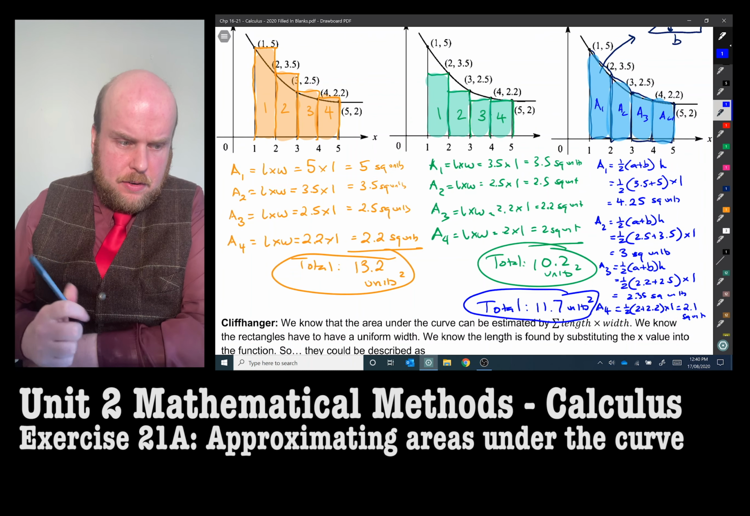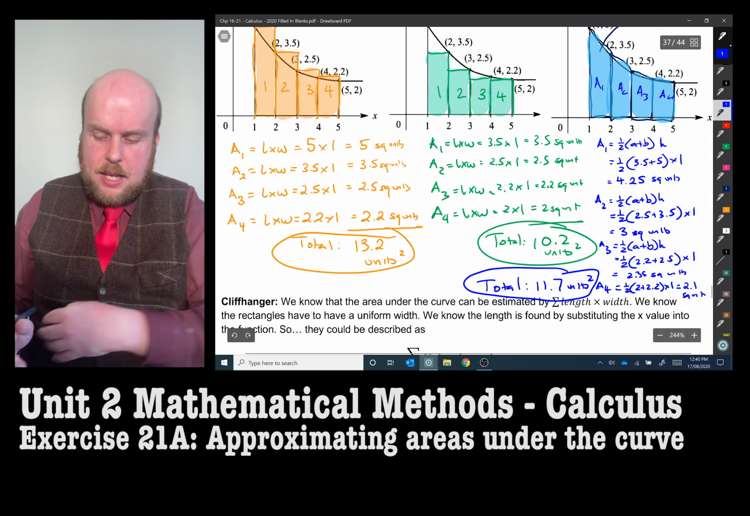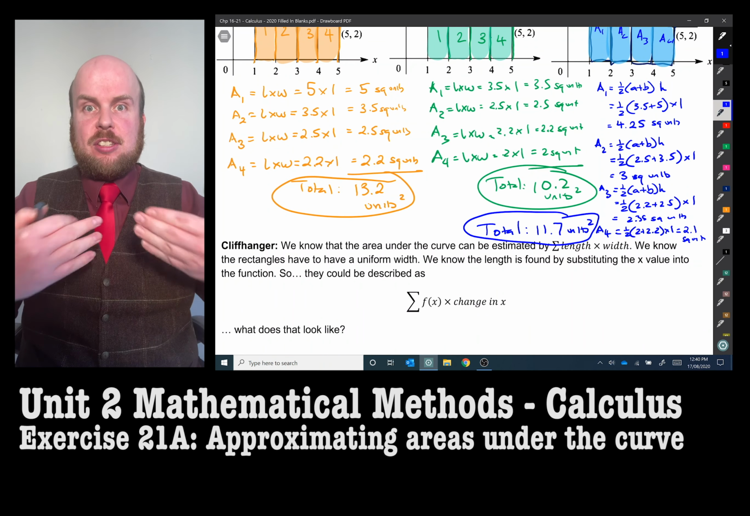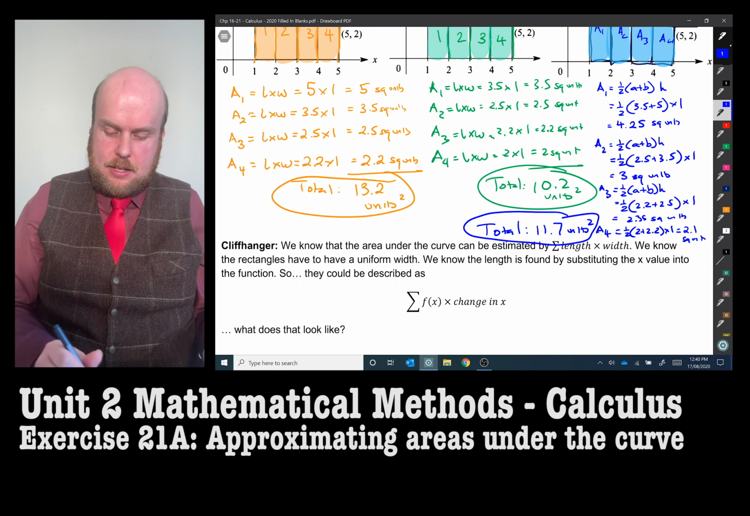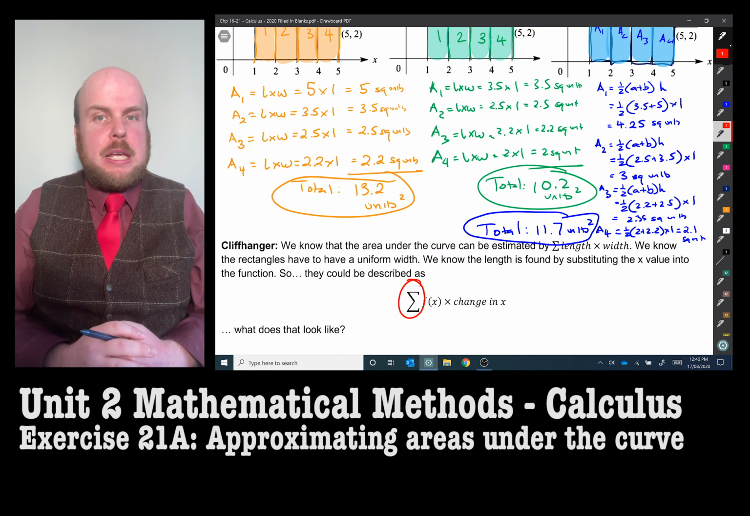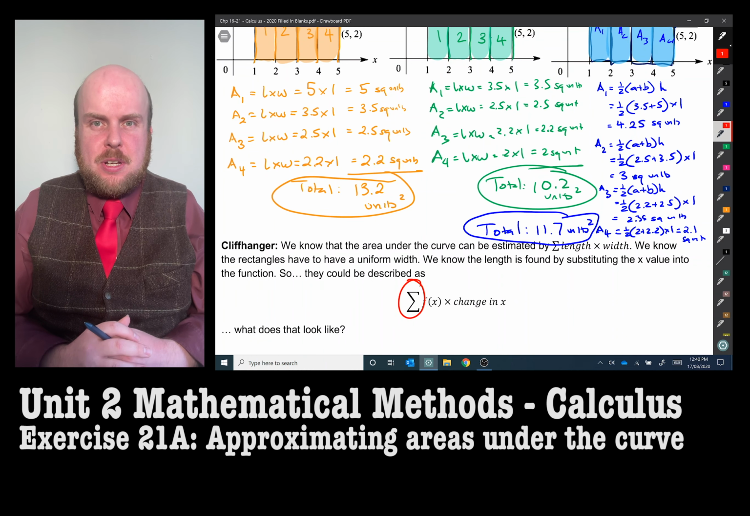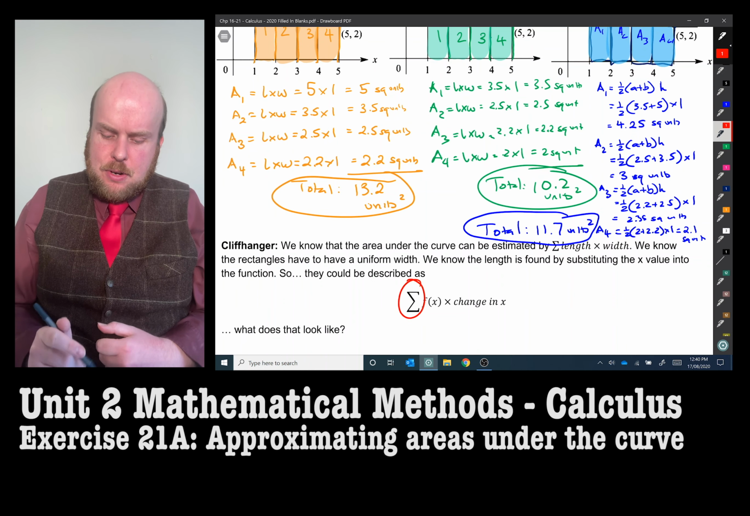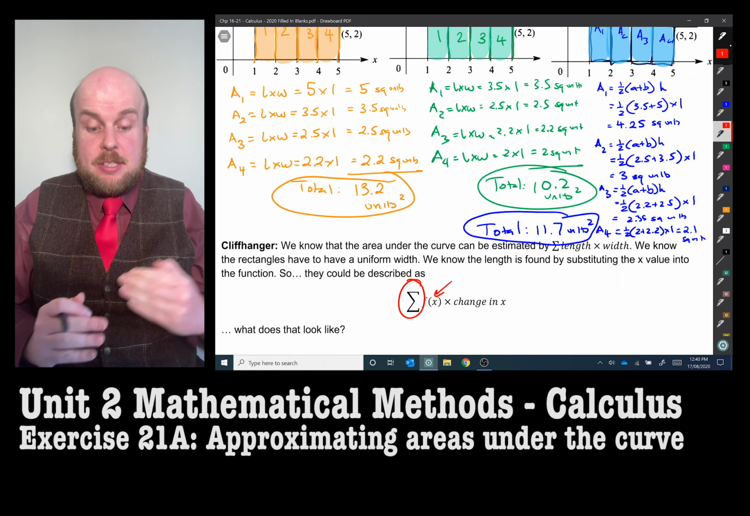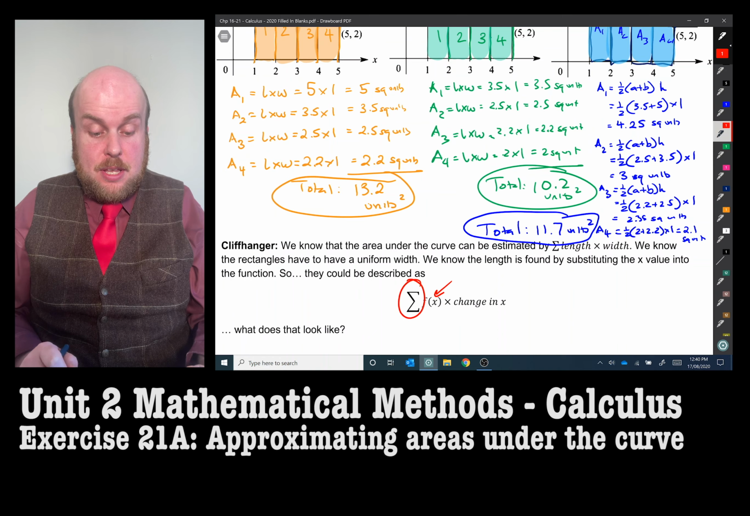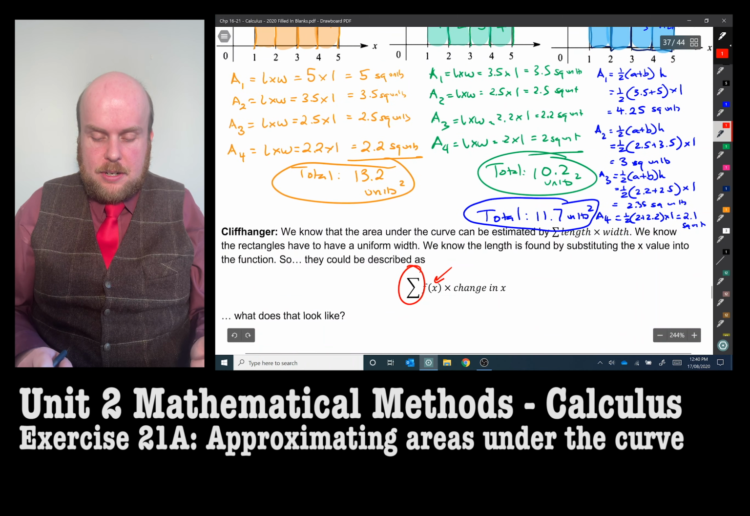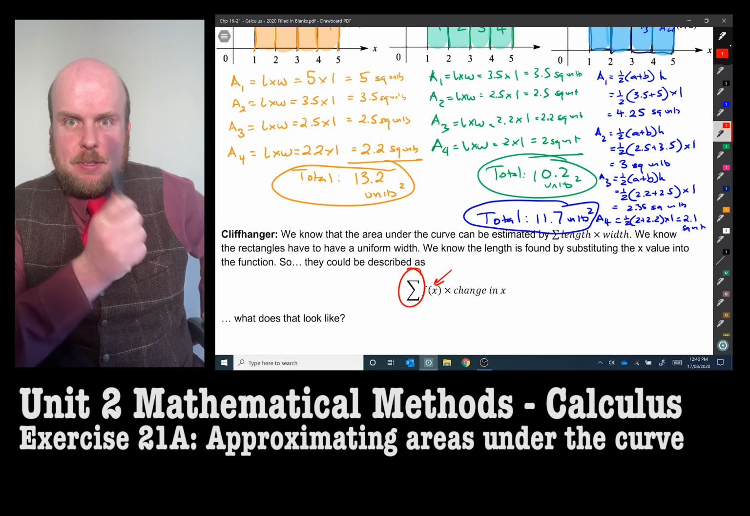Now, the other thing to be aware of is that when I'm adding all of those rectangles together, it's the sum of. And the sum of is this symbol, sigma, which could potentially be molded and altered and changed. I wonder what into, though. And also, you'll notice here that every one of the lengths that we found was just substituting that x value into the original equation. That's how we got 5, 3.5, 2.5. That is how we got them. So I wonder if that's awfully similar to something we've done recently.